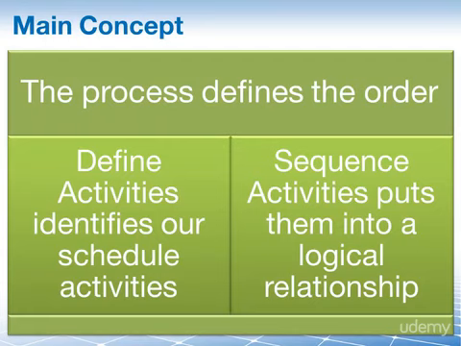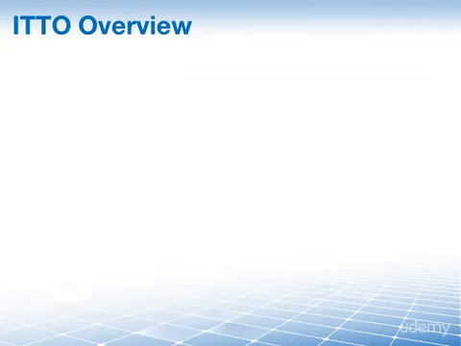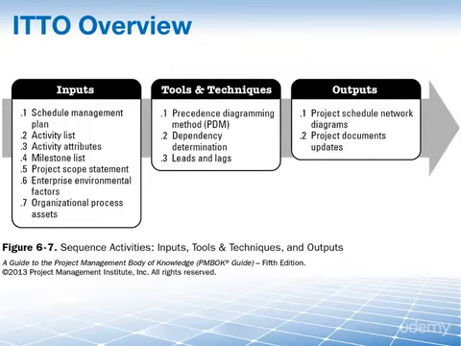Many of the tools used in this process are graphical tools, and PMI loves this chapter. When you look at the commercially available sample tests, you'll always see many questions that deal with sequence activities, so you better know how to apply the tools. Let's take a look at figure 6-7 from the PMBOK guide here and see the overview of the inputs, tools, techniques, and outputs. As you can see, 7 inputs, 3 tools and techniques, and 2 outputs.